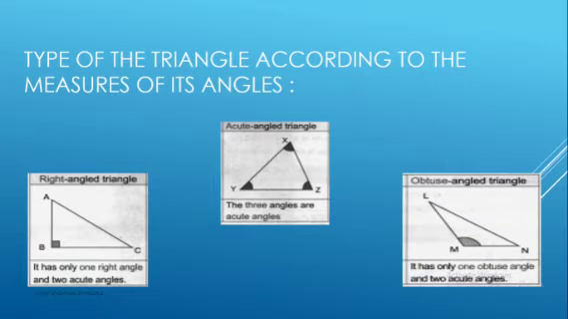The third type, obtuse angle triangle. It has only one obtuse angle and 2 acute angles. So we have 3 types according to the measures of angles. Number 1, right angle triangle. Number 2, acute angled triangle. Number 3, obtuse angled triangle.